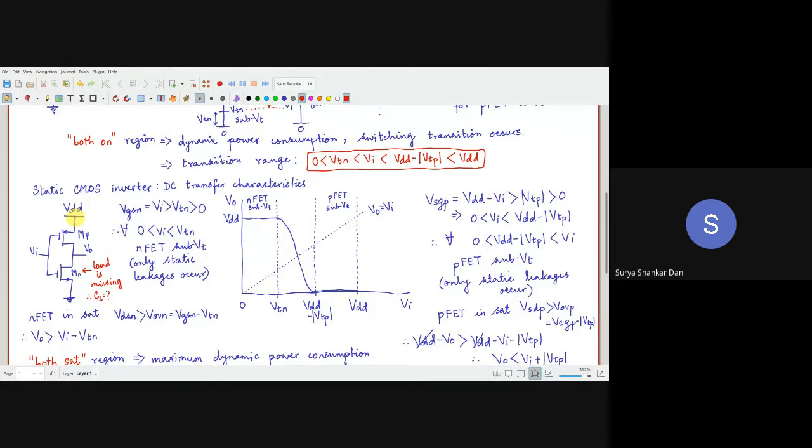So if you are just simply implementing a Boolean function, that kind of circuit can always be represented as a static CMOS inverter with the help of proper sizing. And that is called the equivalent inverter. Have you heard the term in VLSI design? Equivalent inverter.